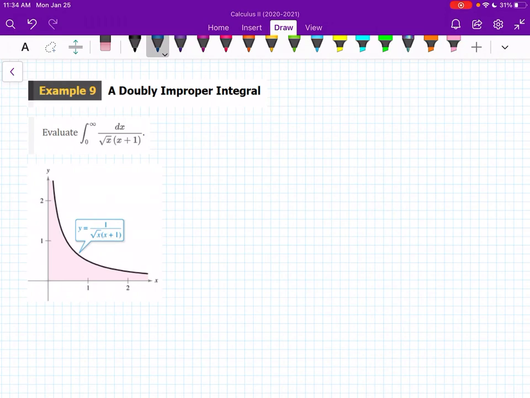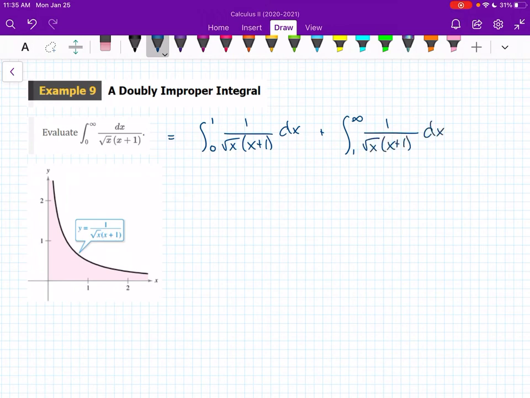Okay, so what we're going to do here is go ahead and split it up so I don't have to have 2 limits within one. You can pick any point between 0 and infinity to split it up. So I'm going to pick 1. I'm going to go from 0 to 1, and then my other integral will go from 1 to infinity. And so that allows me to do my limits differently.